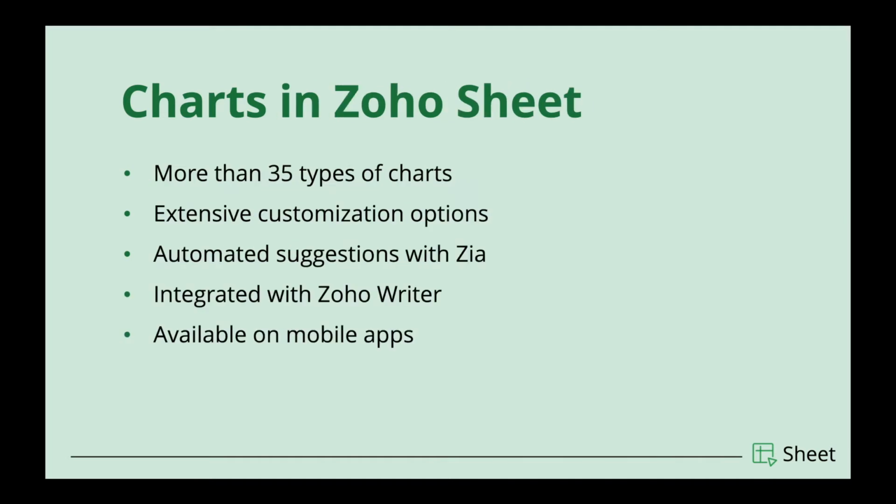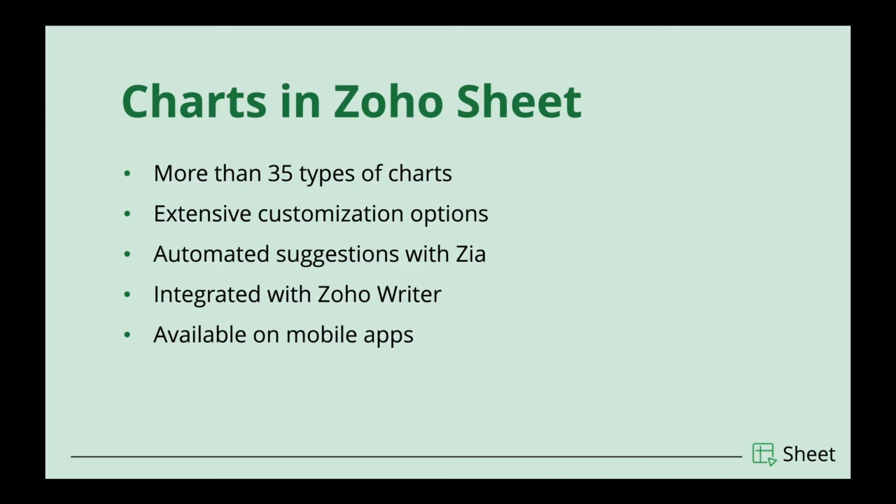Zoho Sheet provides you with more than 35 different chart types that you can pick and use based on the data that you have in your spreadsheet. And apart from the chart types, Zoho Sheet also provides you with an extensive array of customization options that you can use in order to customize and personalize your charts in your spreadsheet. And apart from this, Zoho Sheet also has an AI-powered analytical assistant called Zia that provides you with an automated recommendation of charts, pivot tables, and other insights about your data.